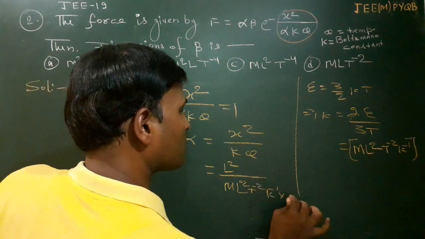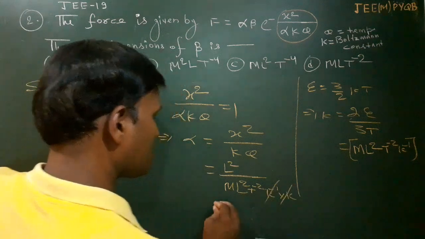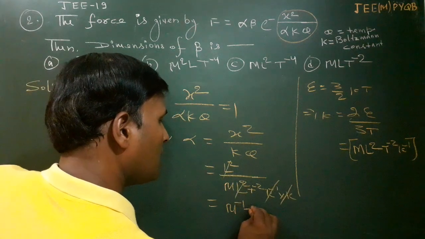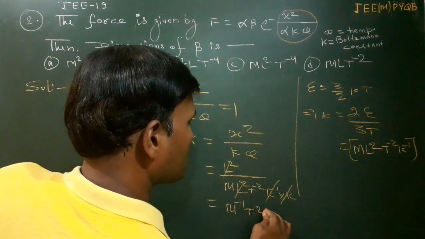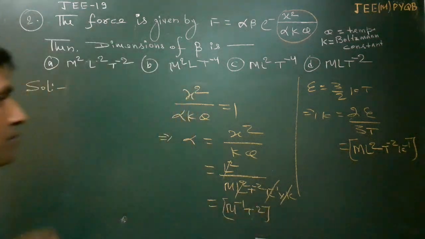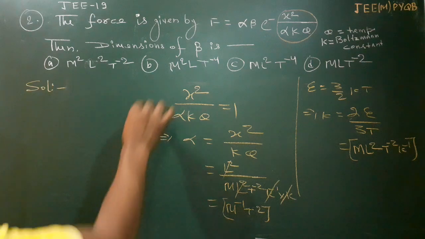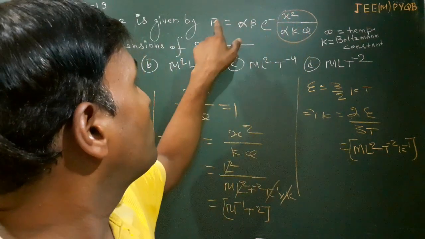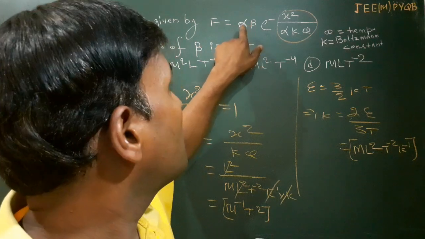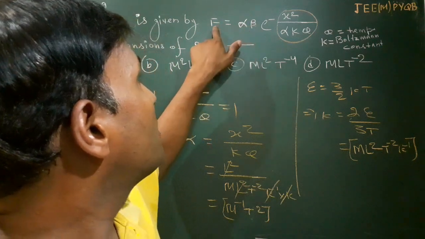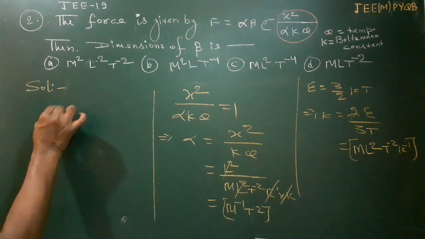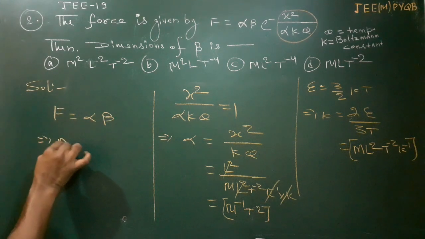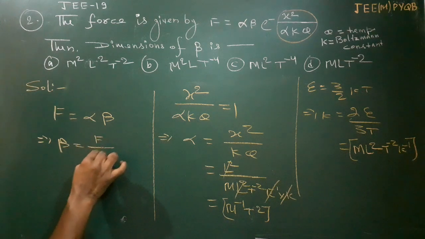Temperature also K and K cancel, so L cancels, M minus 1, T 2. This is the dimensions of alpha. Now, the dimensions of this are dimensionless, so F must be equal to alpha beta, and the dimensions of alpha beta must be equal to F. So we can write F is equal to alpha beta here, and that is beta equals F by alpha.